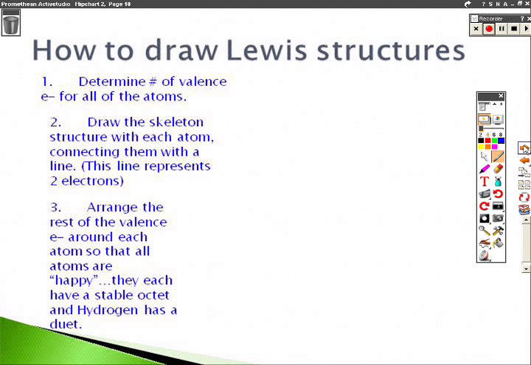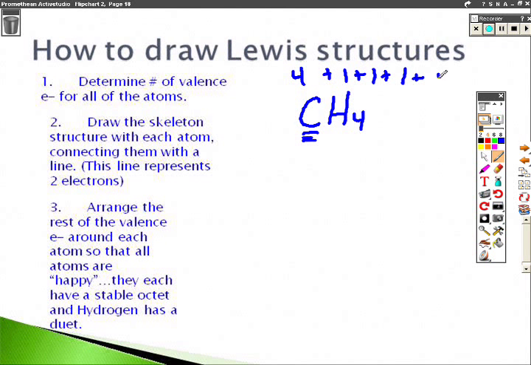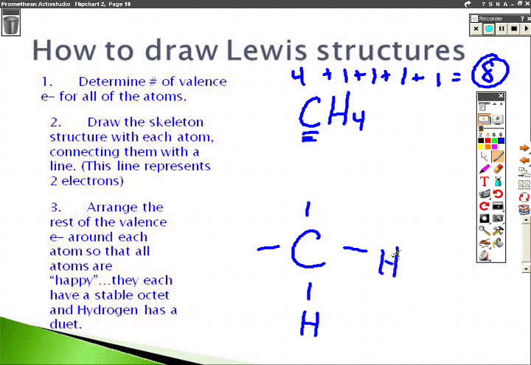How am I going to draw CH4? Center of attention, right? This carbon has 4 valence electrons. Each hydrogen has 1. There's 4 of them. That's a total of 8. They need to share them to be happy. Draw the carbon. Draw 4 lines because I got 4 hydrogens around it.